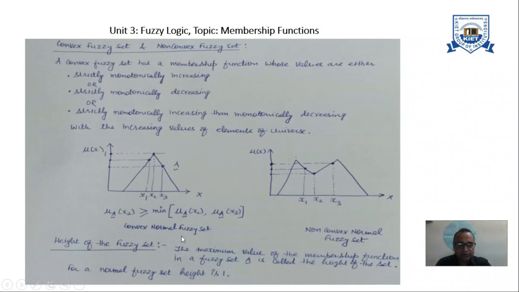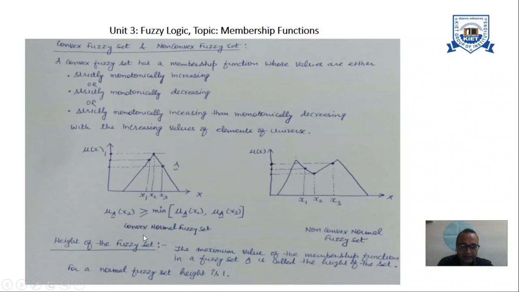As I told you, the normal fuzzy sets are those in which some of the elements of the universe of discourse have membership value 1. Here I am showing you that at point x2, the element of the universe of discourse has membership value 1. So some of the elements have the maximum membership value 1, so we can say this is a normal fuzzy set. And again I'm saying it is the convex normal fuzzy set.